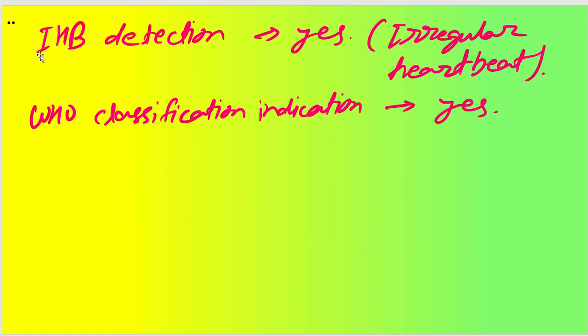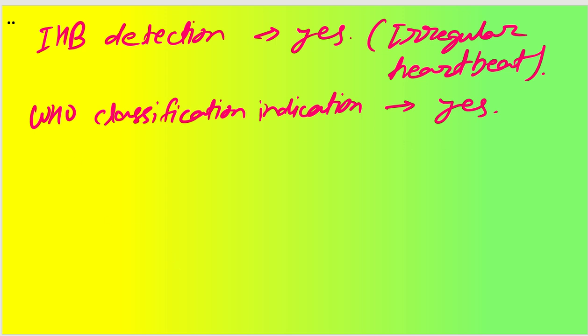More features, we will have IHB detection, that is irregular heartbeat detection. Since we are giving the pulse rate values, we can understand the irregularities in that heartbeat, so we will try to detect that and show that your heartbeat is irregular. Like if the heartbeat is quite higher compared to the normal value of 70 bpm, then you can show it has IHB, or if it is lower, let's say less than 30 bpm, then also you will be able to show it as IHB. Now we will have WHO classification indication also, so we will put it yes.